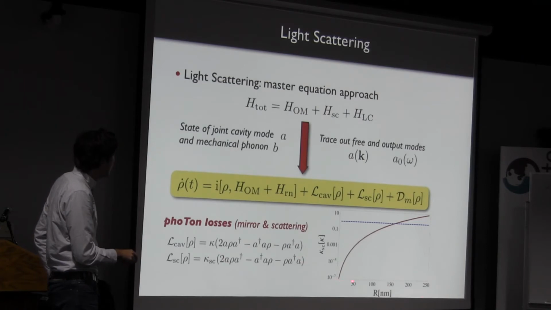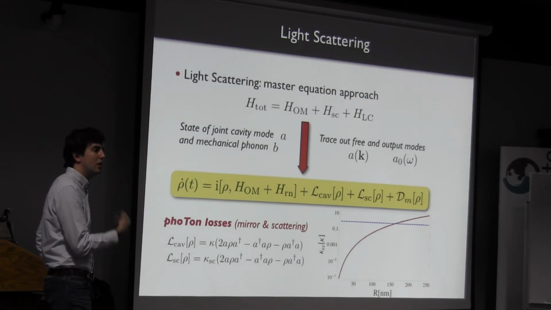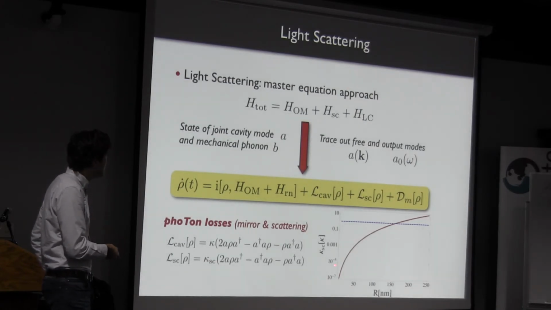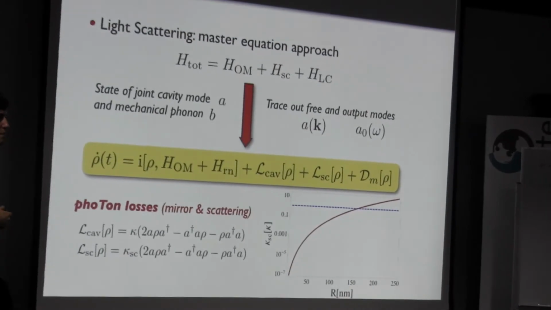And you see that as soon as you have objects that are comparable to the optical wavelength, the decay rate due to this starts to dominate. It means that the finesse of your cavity will decrease a lot due to the presence of the object. But if the object is much smaller, of the order of tens of nanometers, then basically the finesse should be the same in principle.